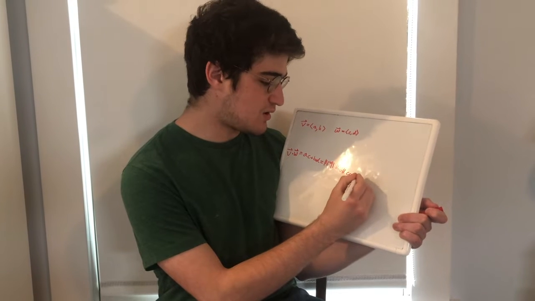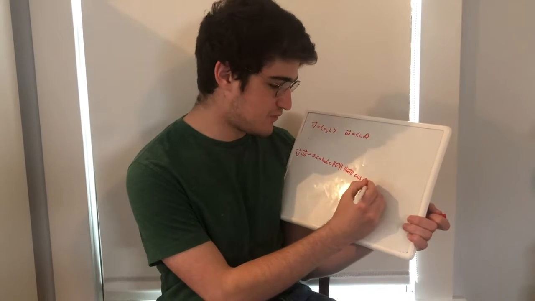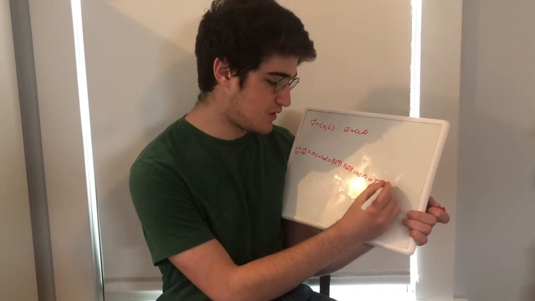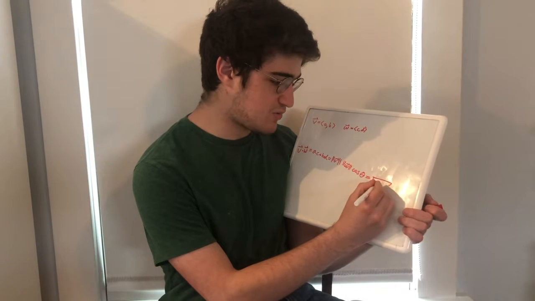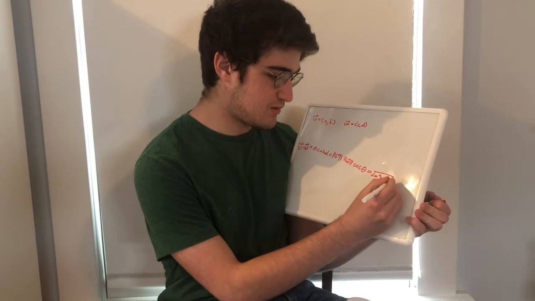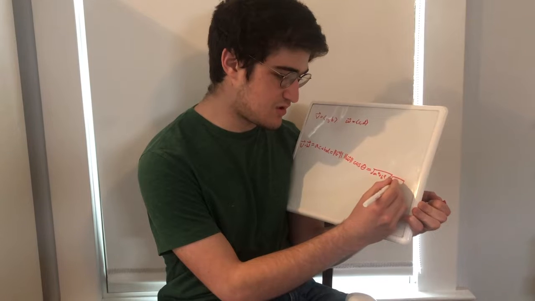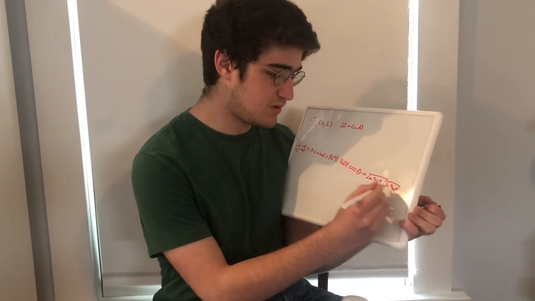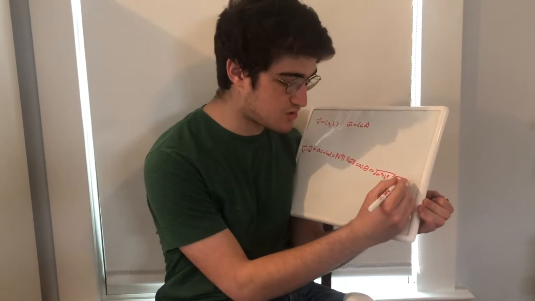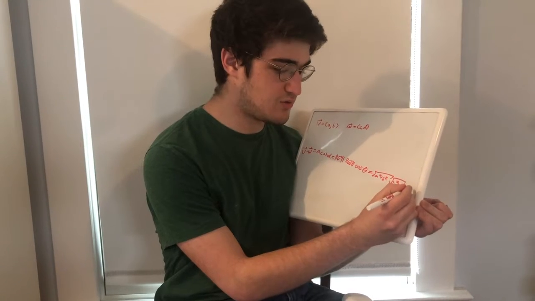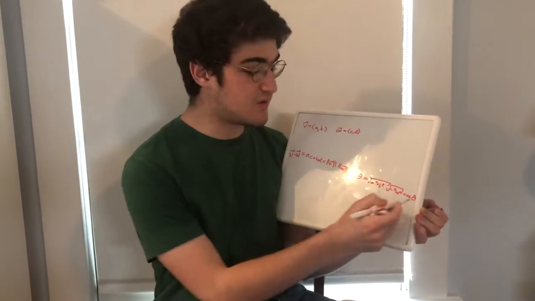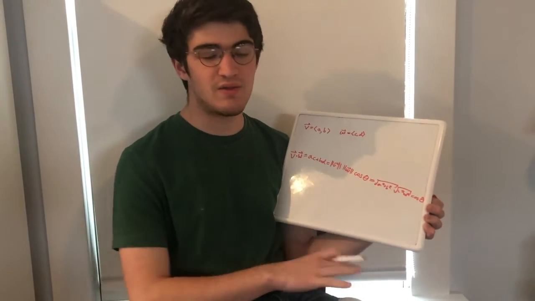times the cosine of the angle in between them, or put another way, it's going to be equal to the square root of a squared plus b squared times the square root of c squared plus d squared, times the cosine of theta, where theta is still the angle between them.